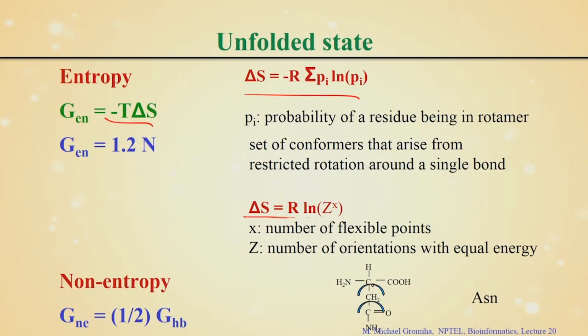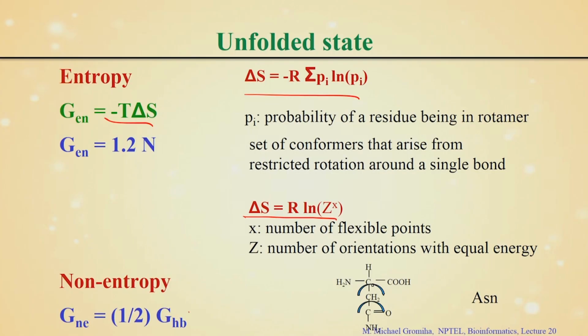Or you can use this equation, delta S equals R times the logarithm of z power x, where x is the number of flexible points where we can rotate and z is the number of orientations at equal energy, the places where you can have the orientations. Using these equations you can calculate T delta S. This is due to entropy. Then I discussed that the unfolded state is not completely unfolded, there are some interactions. To account for that we take 50% of the hydrogen bonds, we assume they are in the unfolded state, and this is the assumption. If you do that, then the non-entropic term can also be accounted for to some level.